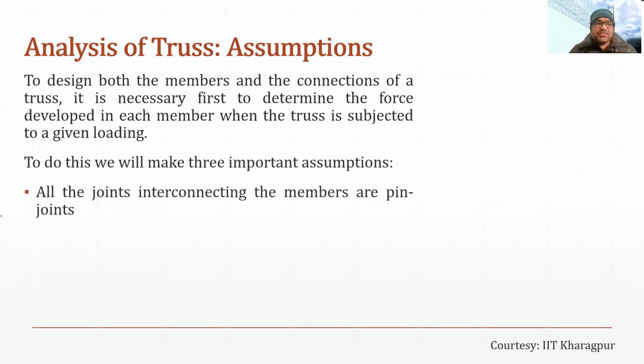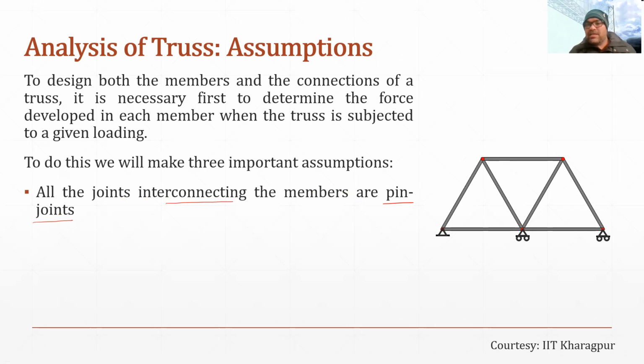So the first assumption is all the joints interconnecting the members are pin joints. Like this is the truss. So the members are connected here. So these joints are the pin joints. Now, pin joints are also known as hinged joints.